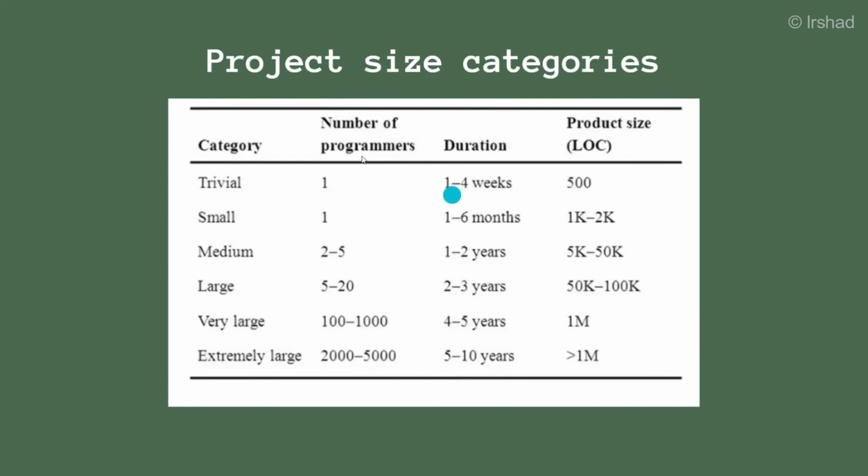It might take 1 to 4 weeks, while large projects will take 2 to 3 years. If we talk about the lines of code, trivial requires 500 lines or less, and small requires a range of 1000 to 2000. Very large projects need approximately 1 million lines, whereas extremely large requires more than 1 million lines.